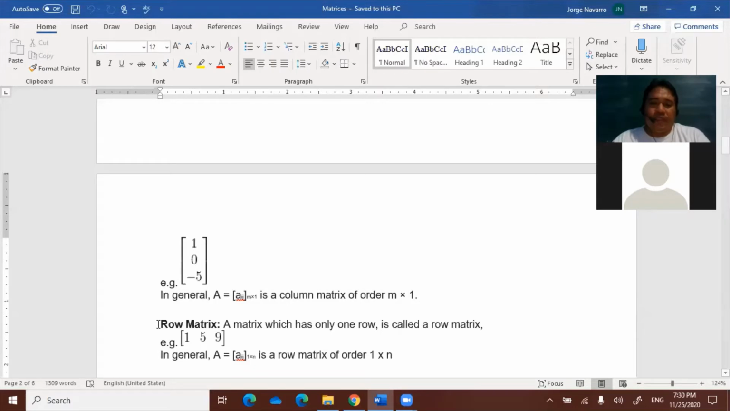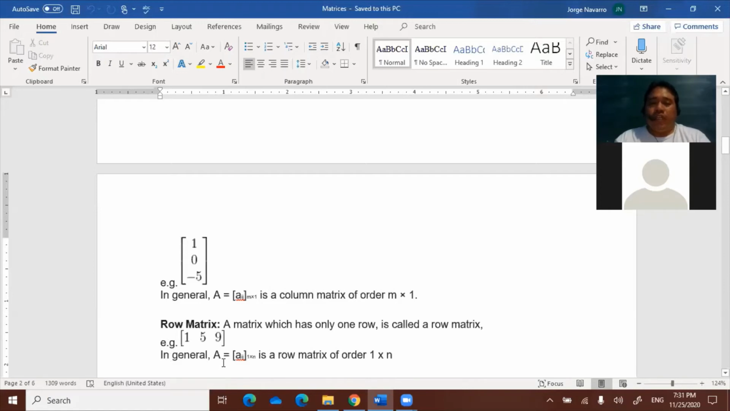The next one is a row matrix, a matrix that only has one row, and it is called a row matrix. So it can have one row and two columns, one row and three columns, one row and four columns, one row and five columns. It doesn't matter how many columns it has. Once there's only one row, it will be known as a row matrix. Here's an example. It has one row, and remember, rows are horizontal, but it has three columns: the first column has the 1, the other column has the 5, and the third column has 3.